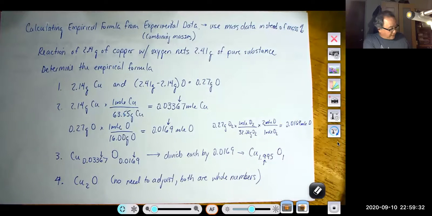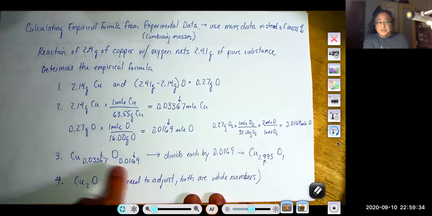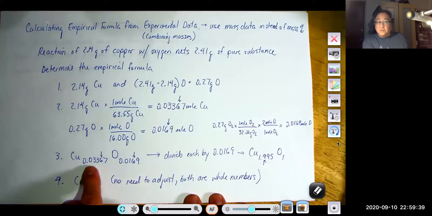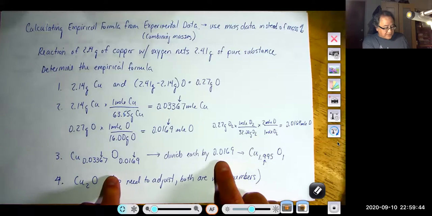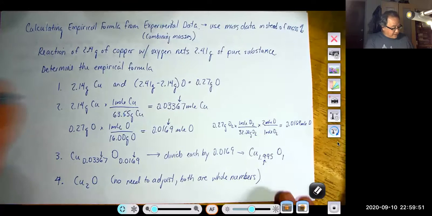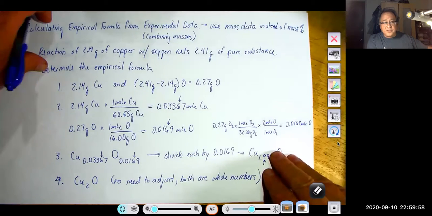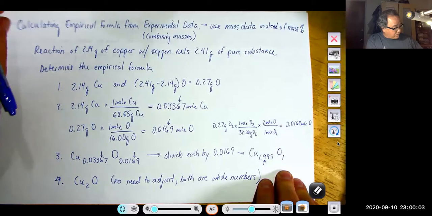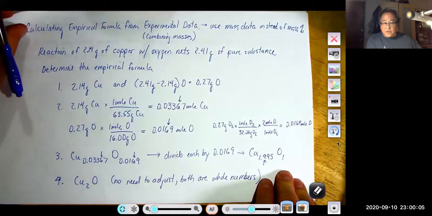Okay, so here we use the moles as subscripts. Which of these two numbers is smaller, 0.03 or 0.01? Well, 0.01. So I divide each of them by 0.0169 and I get copper 1.995 and oxygen 1. And that ends up being copper to oxygen. So here I don't need to make any sort of adjustments because I have nice whole numbers. And the empirical formula of this compound is Cu2O, whose name is copper(I) oxide.